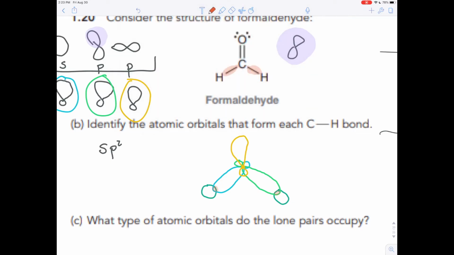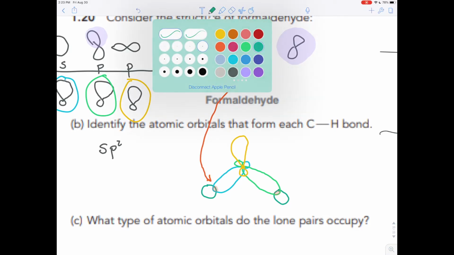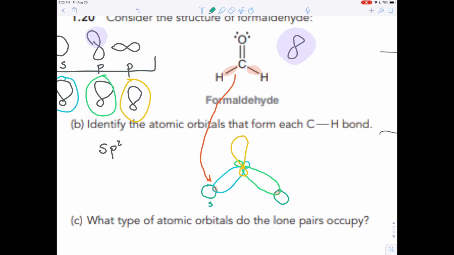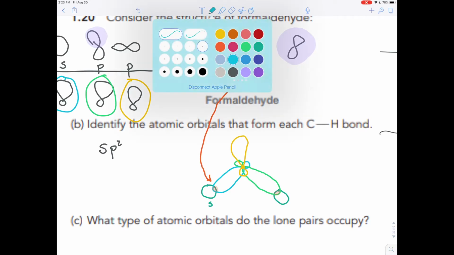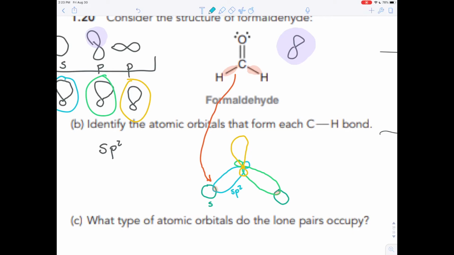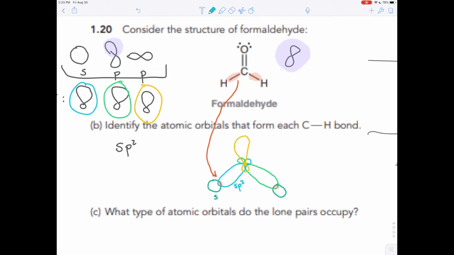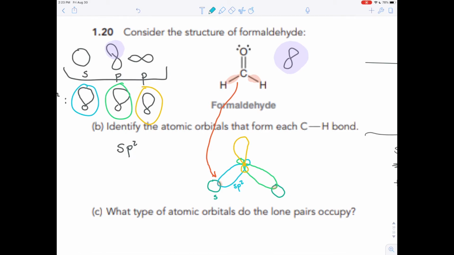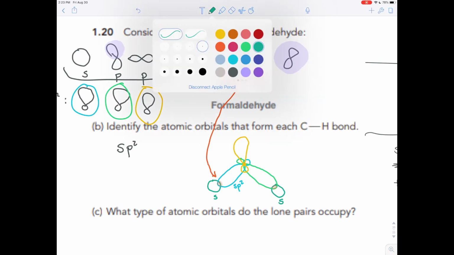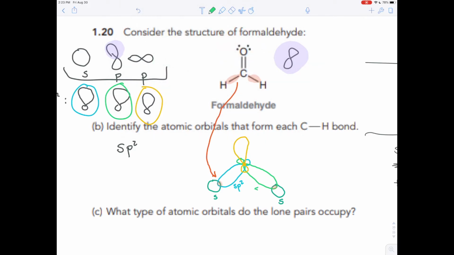So this bond is being created by the overlap of an s orbital on the hydrogen and an sp2 orbital from the carbon. So those are the atomic orbitals that form the carbon to hydrogen bond on the left. And if you look on the right, you'll see the same thing. You have an s orbital from the hydrogen overlapping with another sp2 orbital from the carbon.